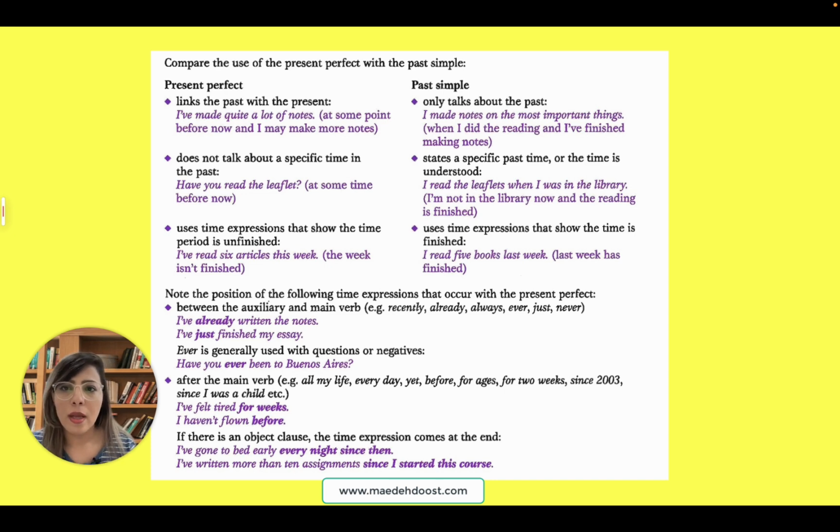Okay, so it links past with present because the result continues up to present. Past simple only talks about the past. So when I say I made some notes, it means for the past, it is finished. Or when you say I've read a newspaper, it is finished. Or when you say I read many books yesterday, it is finished in yesterday. Because of that we use exact time.